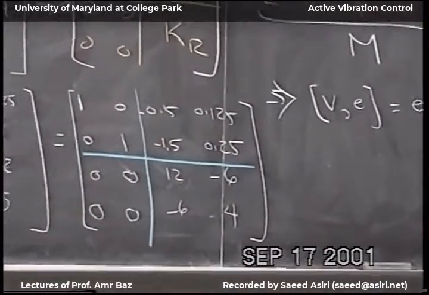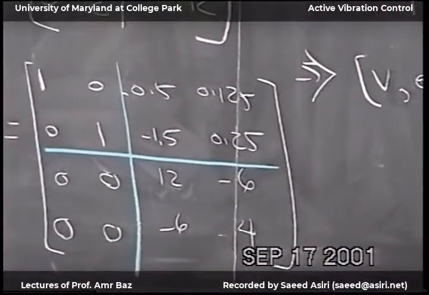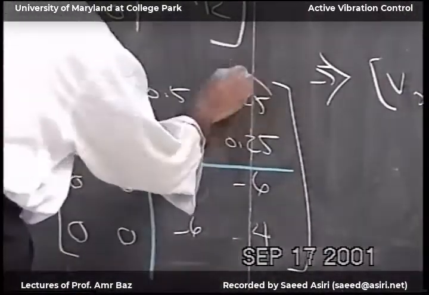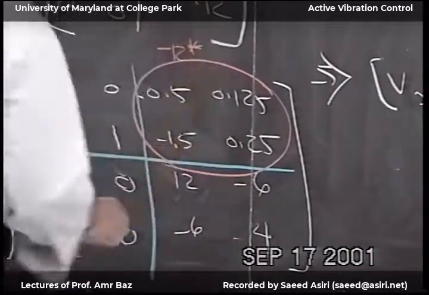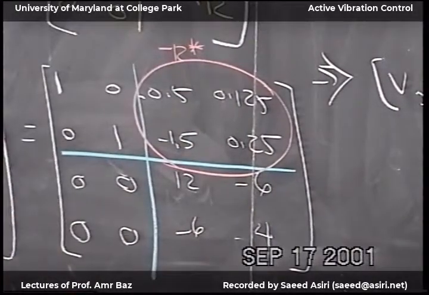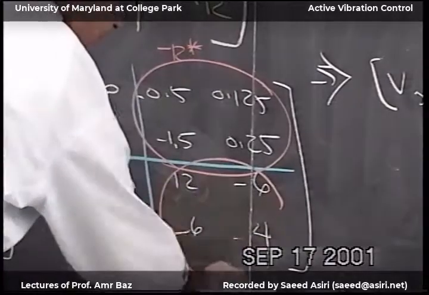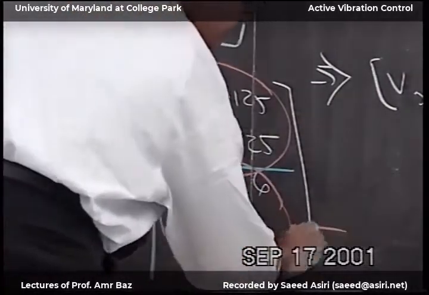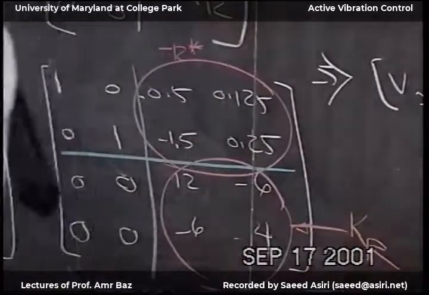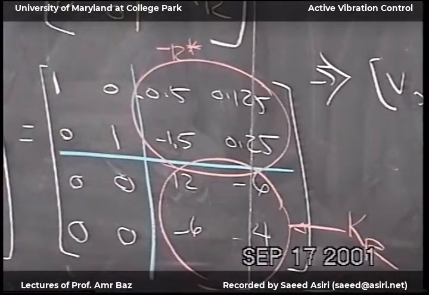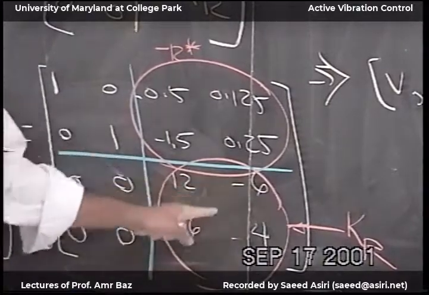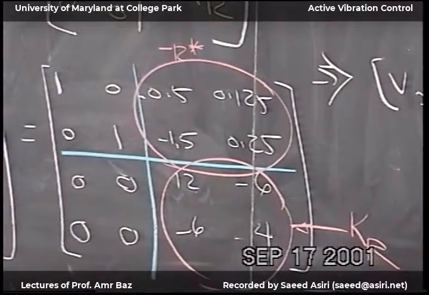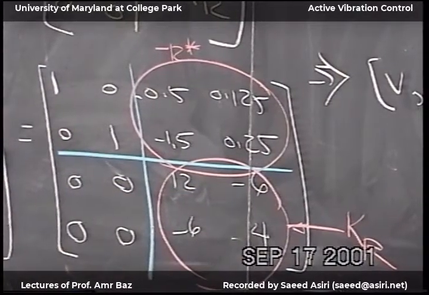and this form says automatically this is minus R star, and then this is my K reduced. This K reduced is 12 minus 6 and 4. It is a symmetric matrix. This matrix has no relation.